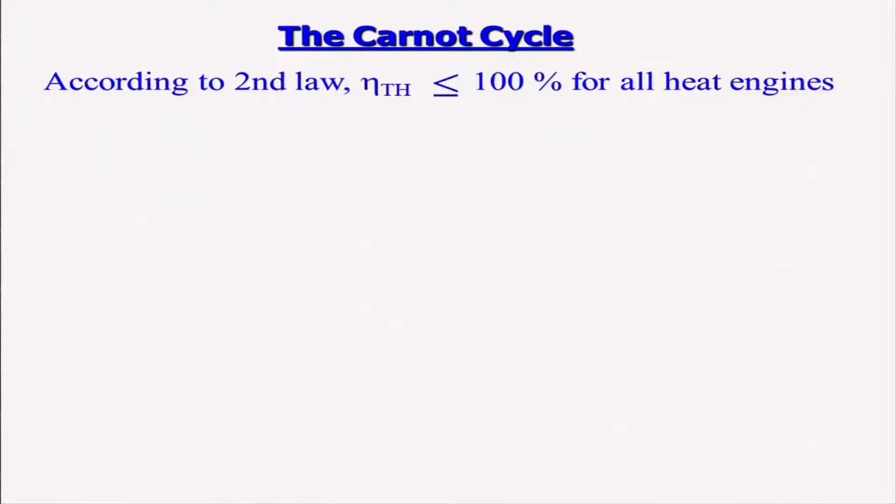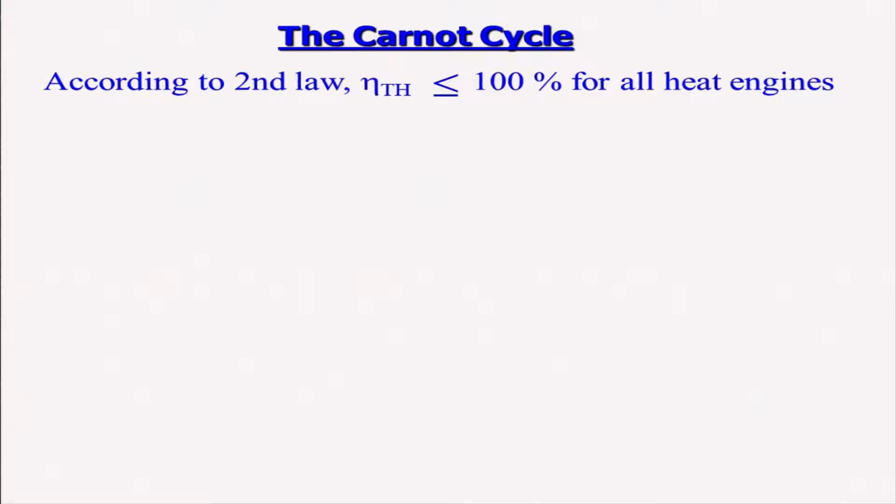So, in the last lecture we were discussing irreversibilities, and we have seen that irreversibility is inevitable. However, one can minimize the irreversibility to improve the thermal efficiency of a cycle or a system and other things. So, today we will be looking at the Carnot cycle.